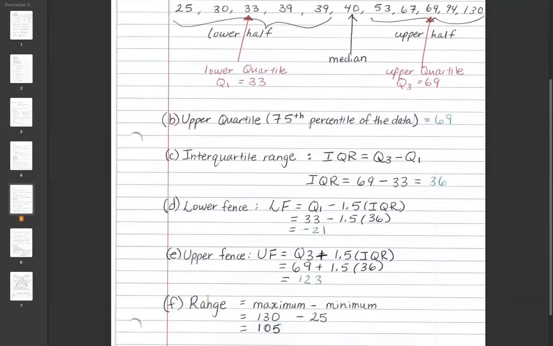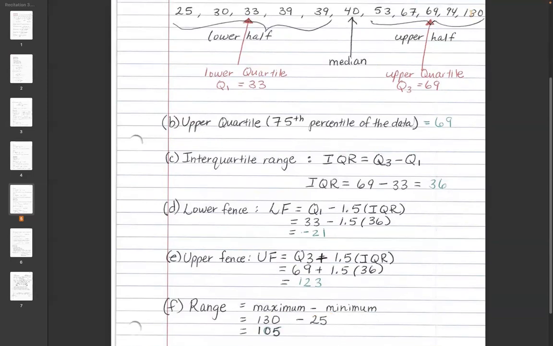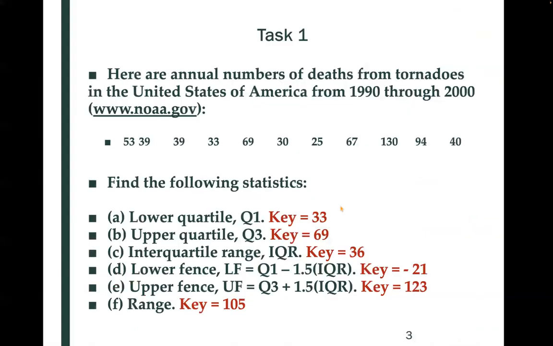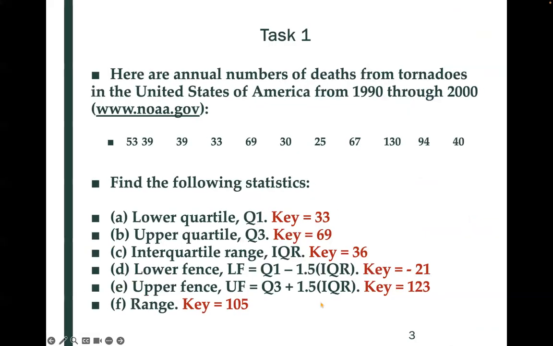And then the range is the maximum minus the minimum value. Here the maximum value is 130 and the minimum value is 25. So when you do that subtraction, you get 105. So that is the range, and those answers match the key here.